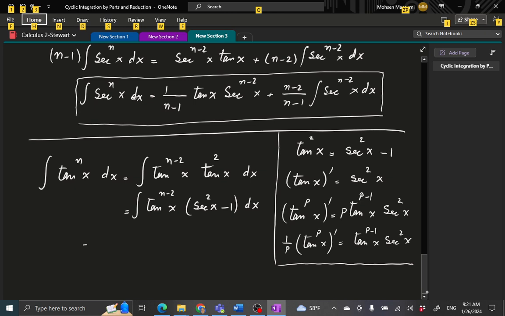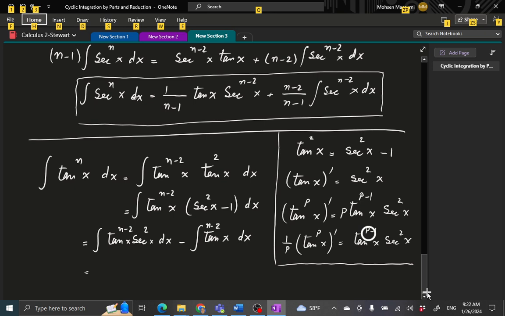Now, let me make more room here. Separate it into two integrals, tan to the n minus 2 times secant square dx, and then tan to the power of n minus 2 of x dx. That is our reduction. We went from n to n minus 2. How about this? I have tangent to some power times secant square. What's the antiderivative of that?